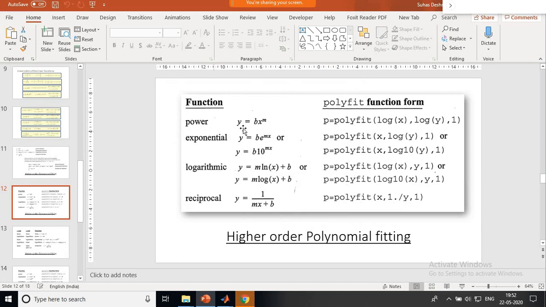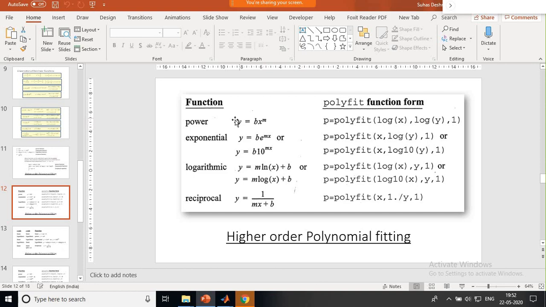So the power fit function, y is equal to b into x raised to m. Here we take a log: log of y equals log of b into x raised to m. So we have log of b plus m times log of x.